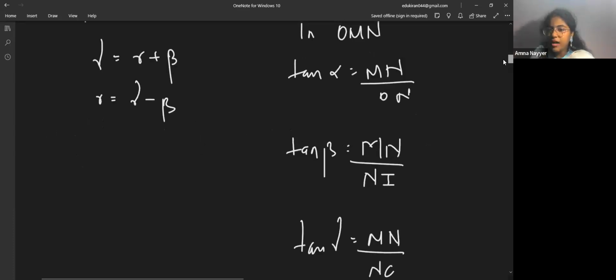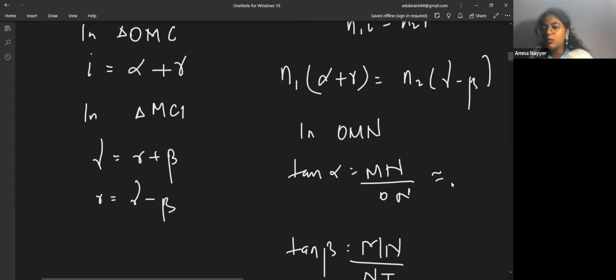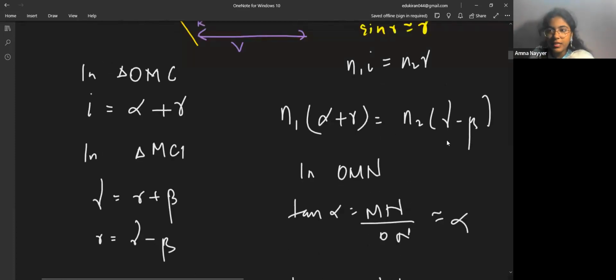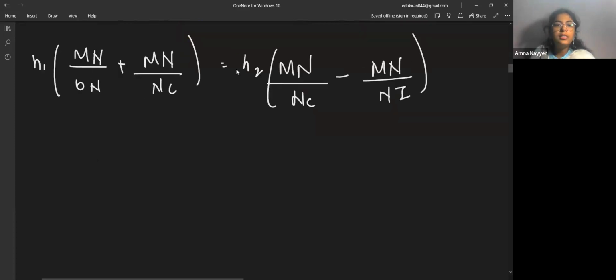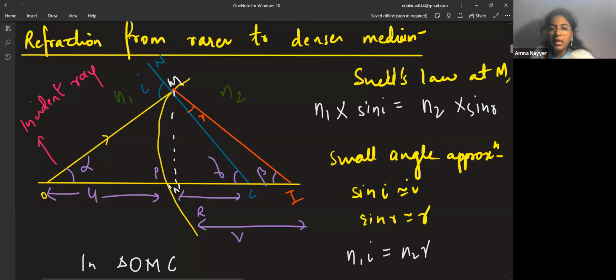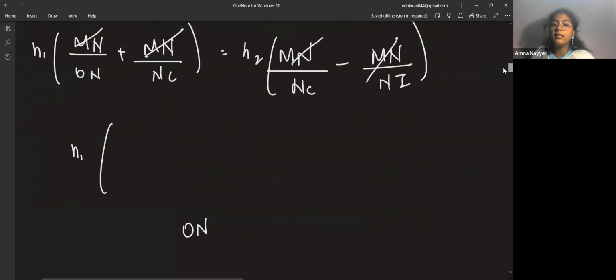Understood? Tan alpha is almost equal to alpha, tan beta is almost equal to beta, and tan gamma is almost equal to gamma. So I have kept these values in this equation. Now see, MN is getting cancelled. So N1 times 1 by ON. What is ON equal to? If you look at the figure, O, P and N don't have much separation. So ON or OP is equal to the object distance, which is minus U.